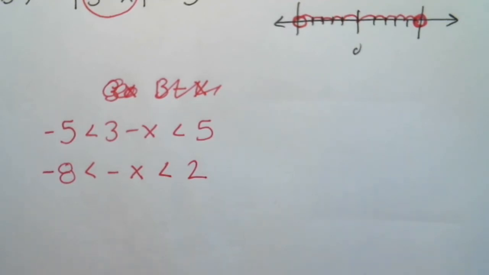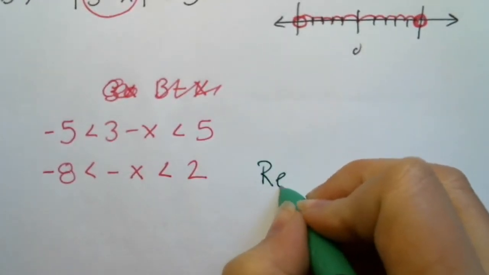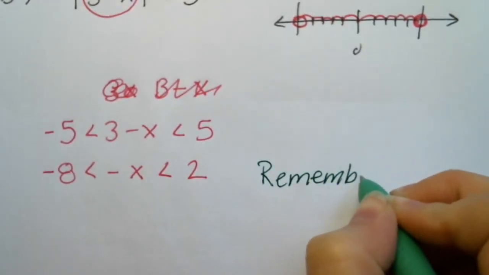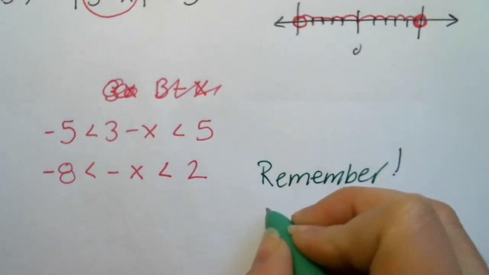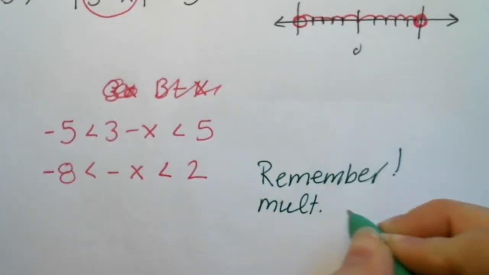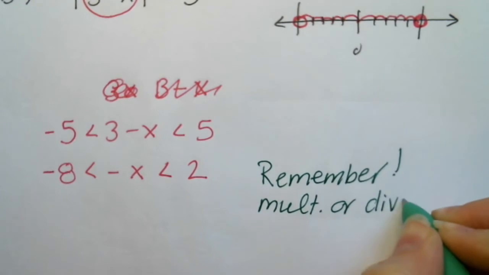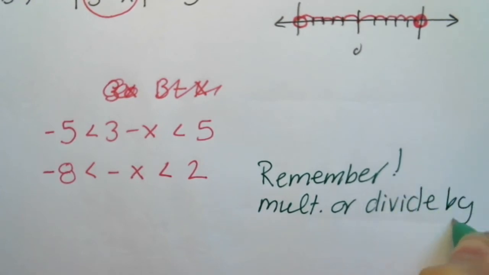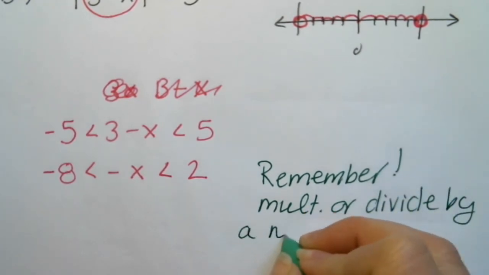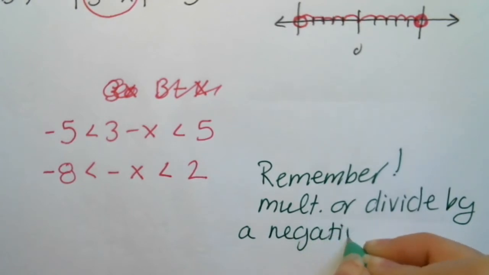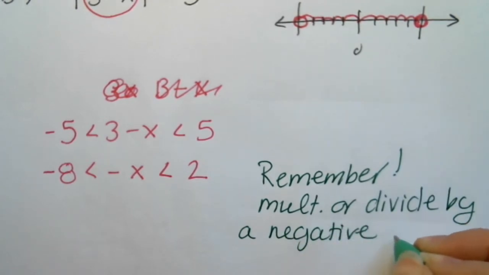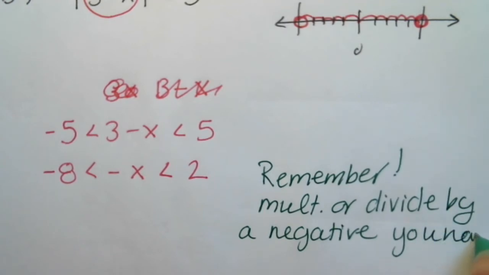So now remember, if you multiply or divide by a negative, you have to switch the inequality.